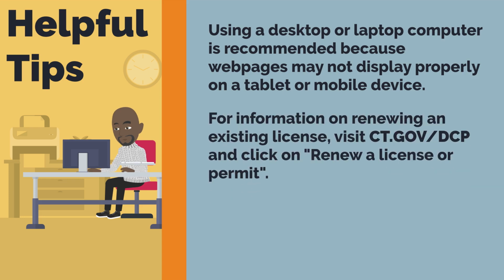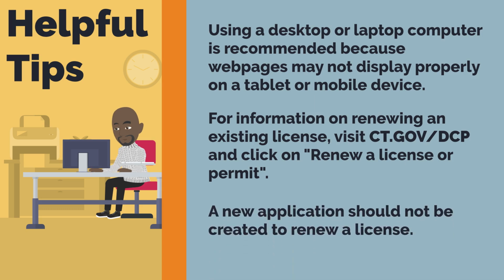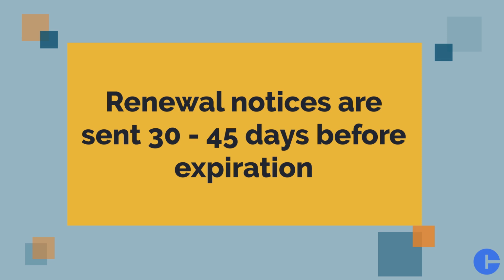For additional information on renewing an existing license, visit ct.gov/dcp, and click Renew a License or Permit. A new application should not be created to renew a license. All renewal notices are sent approximately 30 to 45 days before the expiration date of the license, permit, or registration.